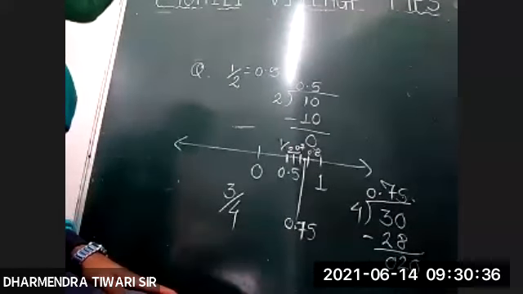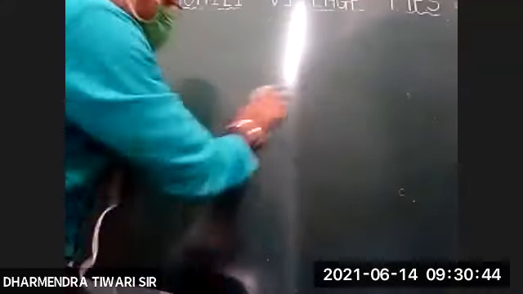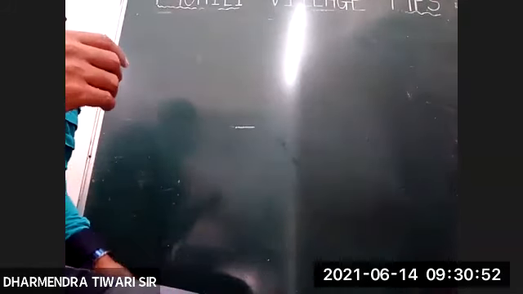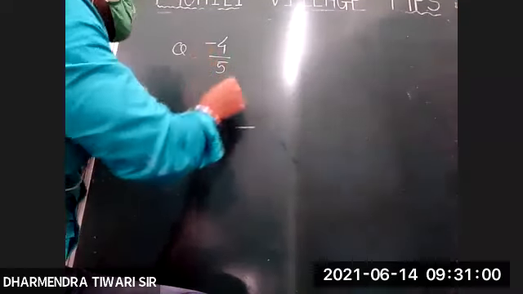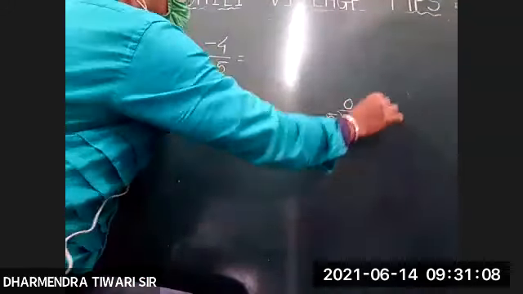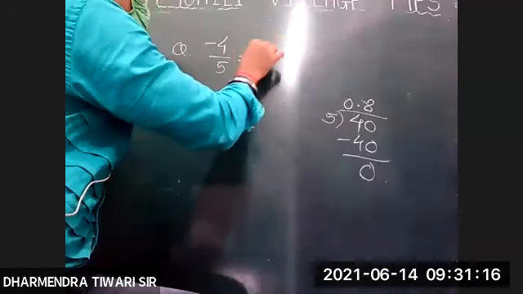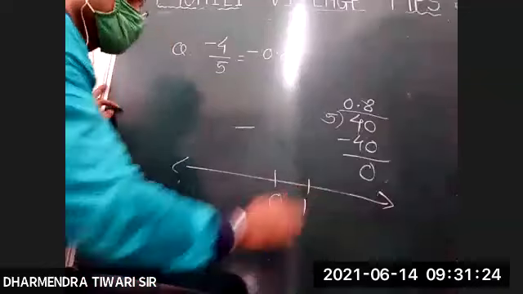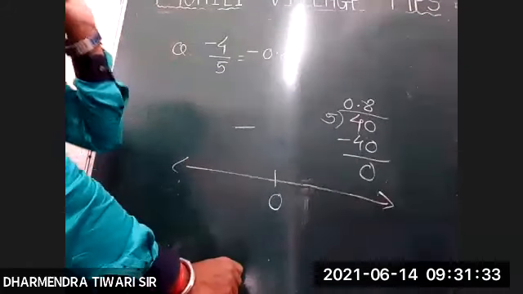So we will plot some negative numbers as well. Say we have minus 4 by 5. What we will do is find the value of 4 by 5. 5 dividing 4 gives 0.8, minus 40, this is 0. The value of this is 0.8, but with a negative sign. Just take the negative side. In between we have 0, and on the right-hand side 1. As per requirement, we can see that the decimal is in the form of 0.8.